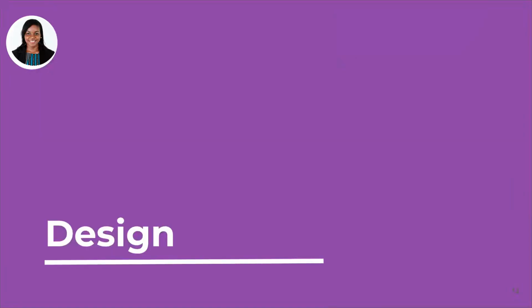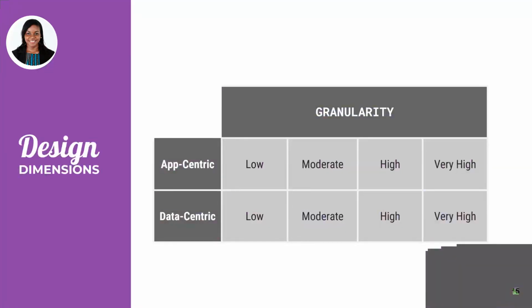Next, I will review our designs. So these are the different design dimensions that we had. Designs varied based on the presentation style and the level of granularity. For the presentation styles, we had information structured in either an app-centric or data-centric way, and we had four different types of granularity. So it could have been low, moderate, high, or very high.